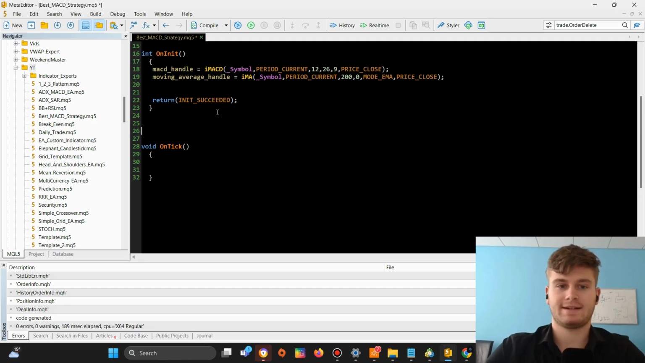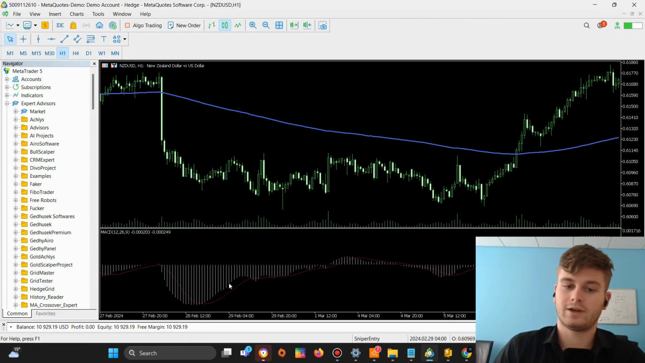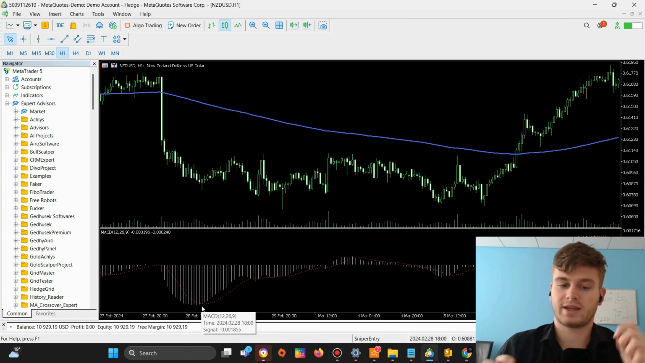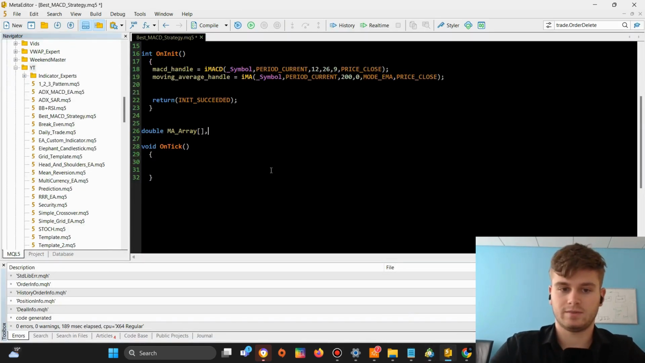So let's start with also creating arrays that will be used for storing the indicator values. So double MA array, and also now we will need two arrays for the MACD, because we want values for this line and the histogram as well, so we can pick up the crossover points. So this will be MACD line array and MACD hist array. So this is what we need.